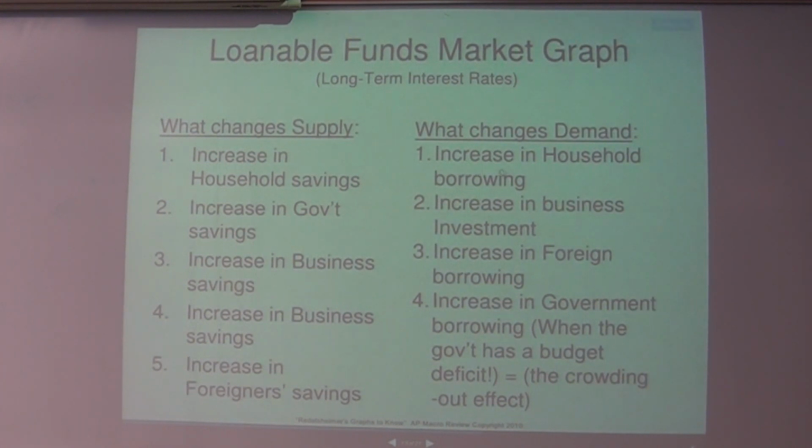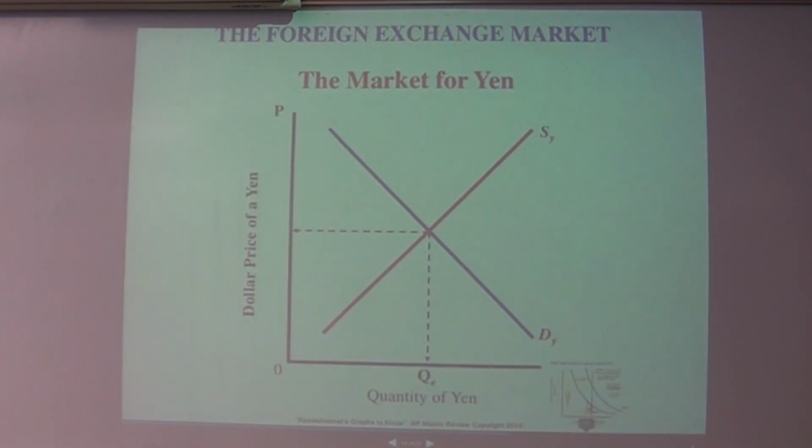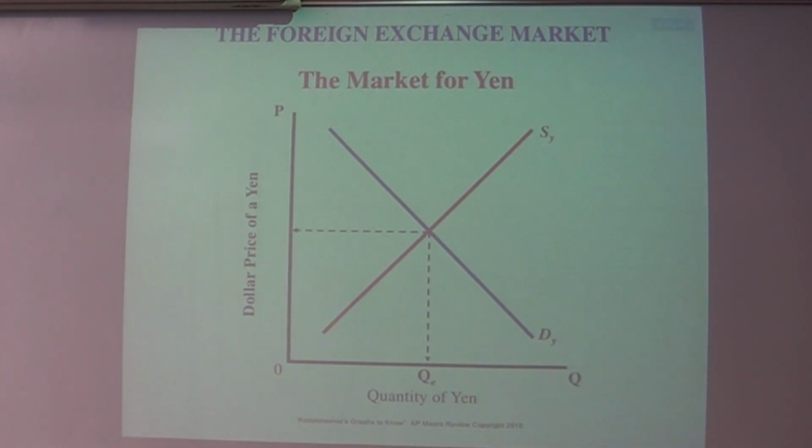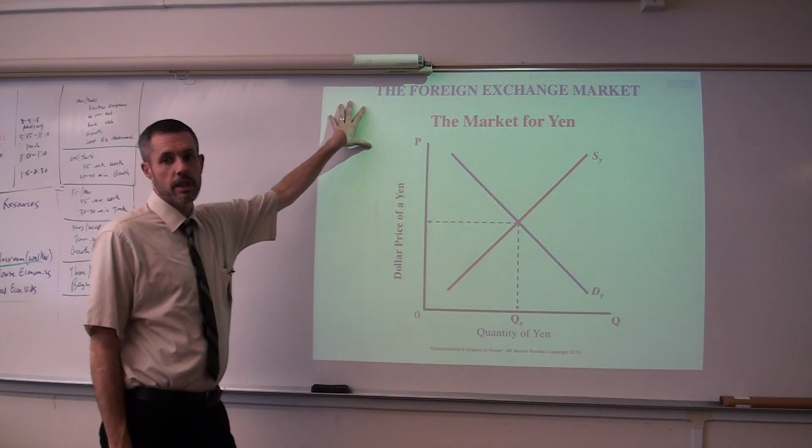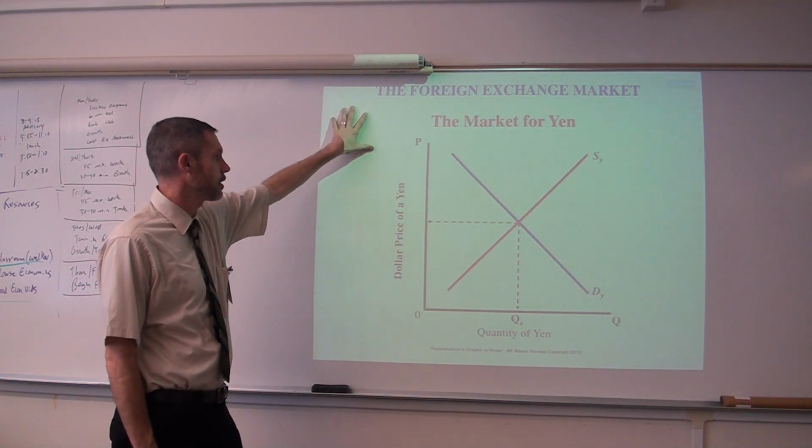Changes in demand: we want to borrow money, like for houses, or businesses decide to invest more, people outside the country borrow from the United States, or the government borrows. In other words, it has a budget deficit. They're borrowing from people in order to spend more than they're bringing in. That is what we would also call the crowding out effect. We haven't covered this as of yet, but we will, and by next week you will be covering this. Foreign exchange market: the price of money in one currency in terms of another.